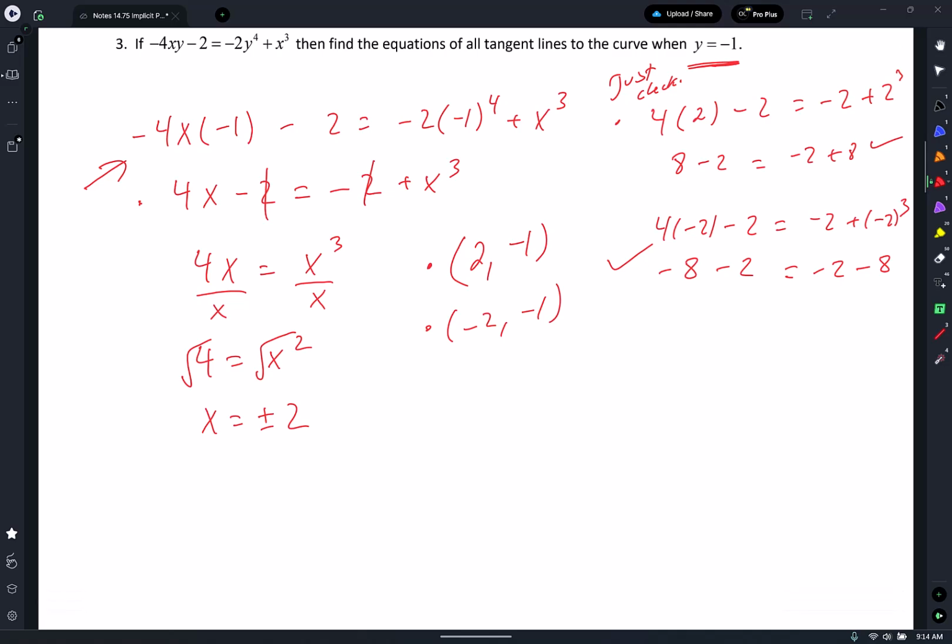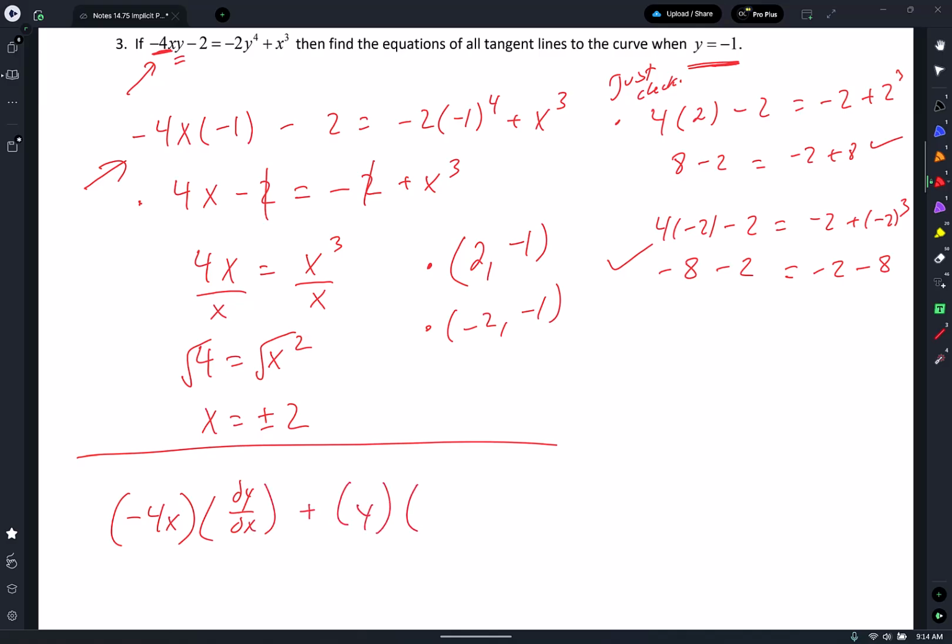I need a slope, so I have to take a derivative, and I'm going to do it implicitly. So how do I do it? Group the 4x and the negative 4x together. That way you don't have to worry about which is the first one and which is the second one. First times the derivative of the second, what's the derivative of y? dy/dx, plus second times the derivative of the first, what's the derivative of negative 4x? Negative 4. I'm taking the derivative with respect to x, guys. The derivative of 2 is 0, so equals.